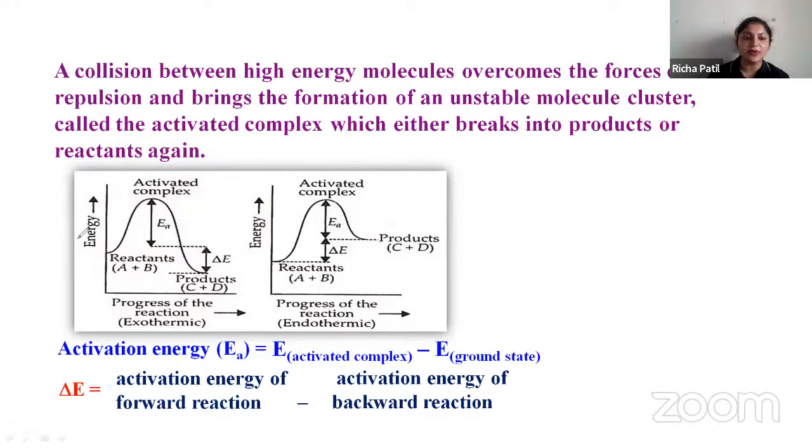The first graph depicts an exothermic reaction, and this is for an endothermic reaction. So delta E, that is the change in energy, is nothing but the activation energy of the forward reaction minus the activation energy of the backward reaction. So these are the two graphs.